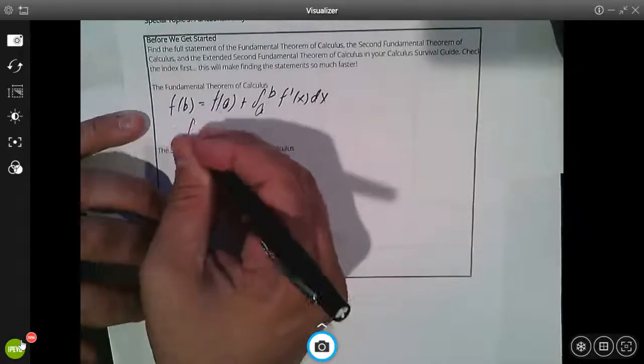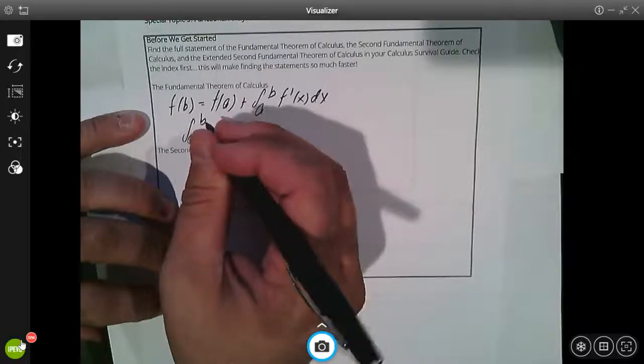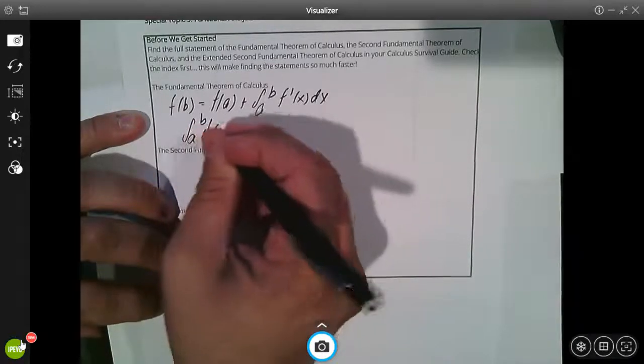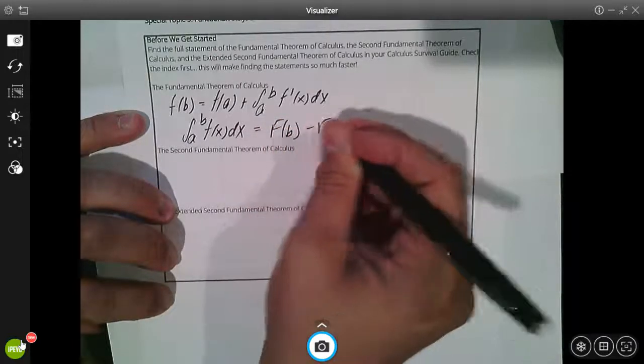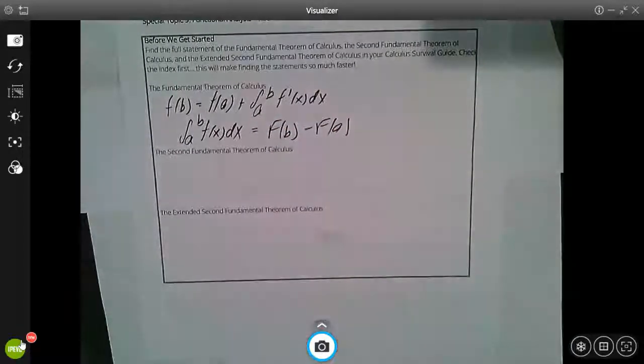Some people express the fundamental theorem of calculus this way: the integral from a to b of f of x dx is equal to capital F of b minus capital F of a. These mean the exact same thing, just presented a different way.